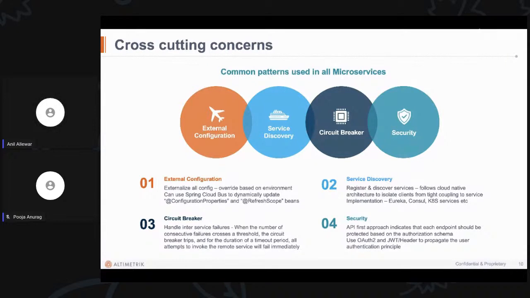end service. I'm going to send either an error or a default response during a timeout period, right? Once the timeout period gets over, the next request will go to that service again, and if that's up, you basically start receiving data from that service, or otherwise your circuit will trip again. So that's the circuit breaker pattern that you would use.